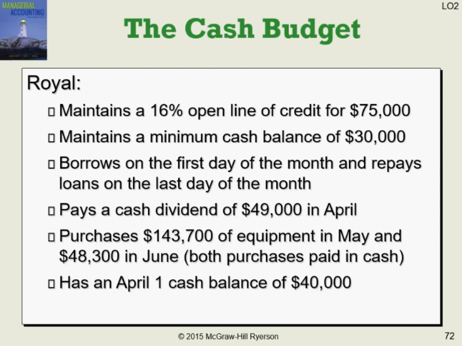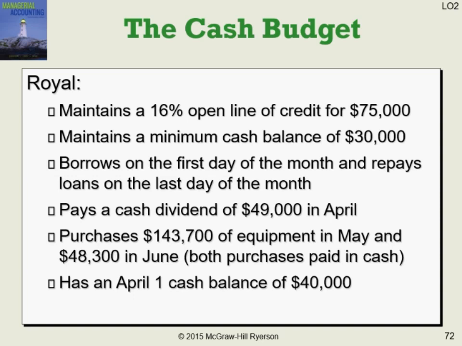That just helps us to assume the interest cost in a fairly low cost way, so we can actually determine the amount of interest we have to pay using full months as opposed to days. And we don't have to make assumptions about the flow of cash flows during the period or anything like that. They plan to pay a cash dividend of $49,000 in April. They're going to purchase $143,000 of equipment in May and another $48,000 in June, and both of those purchases are paid in cash. So depreciation is added back, but we do deduct the cost of equipment that's actually purchased. The April 1st cash balance, the opening balance, is $40,000.